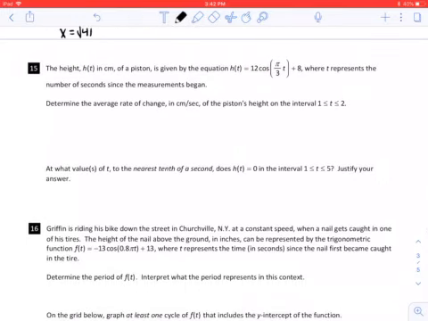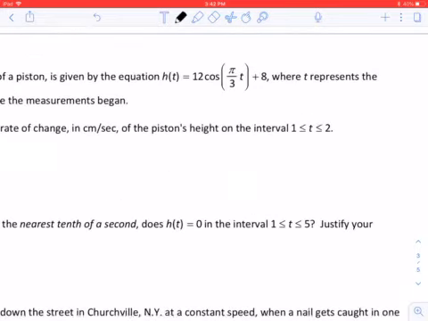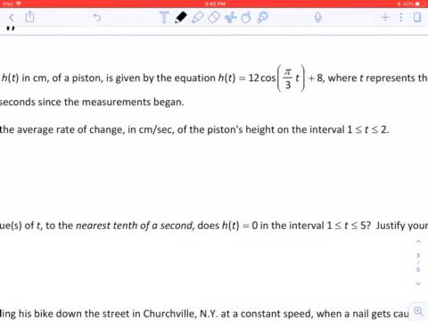Number 15. The height h of t in centimeters of a piston is given by the equation h of t equals 12 cosine of pi over 3 t plus 8, where t represents the number of seconds since the measurements began. Determine the average rate of change in centimeters per second of the piston's height on the interval from 1 to 2. So hopefully you remember rate of change is just your slope formula, and these are telling you your x values, or in this case t values.